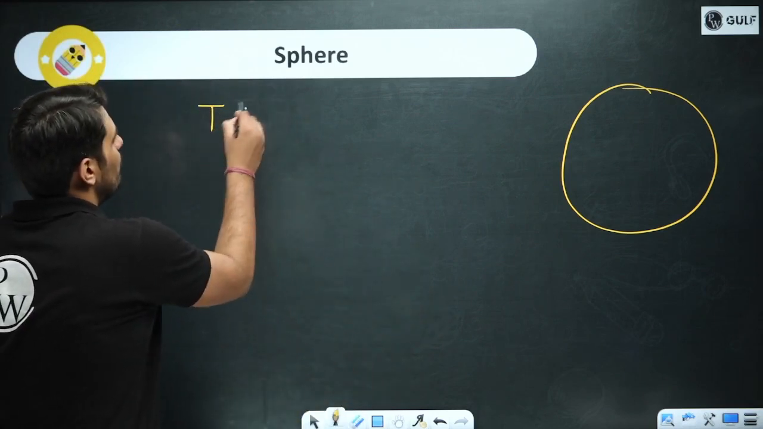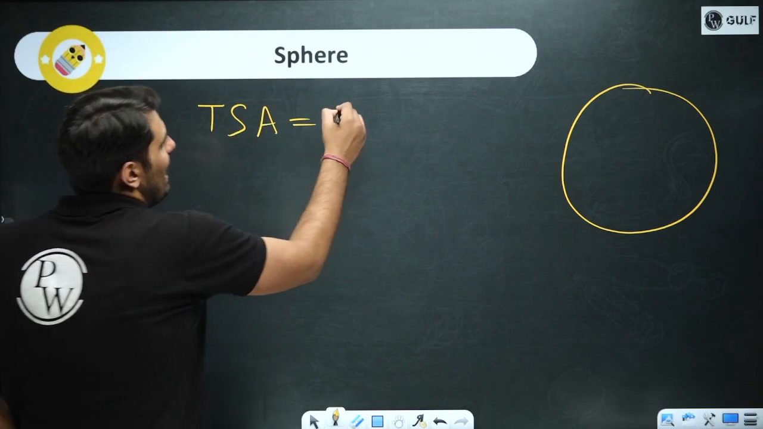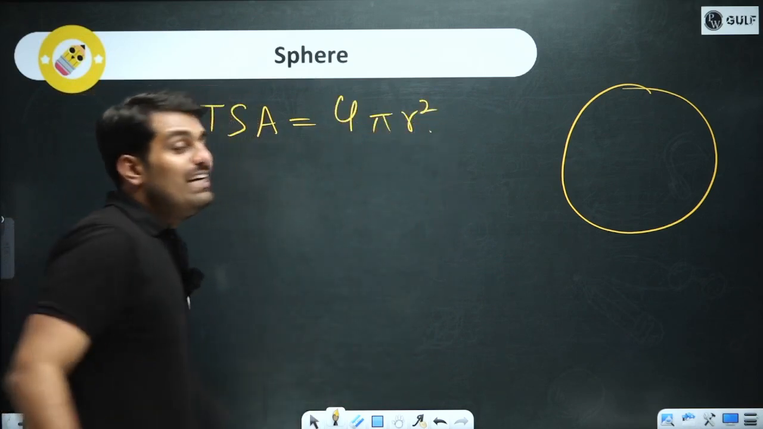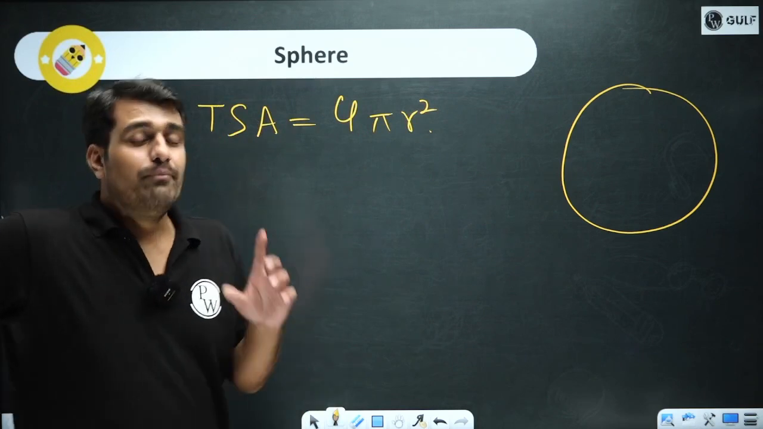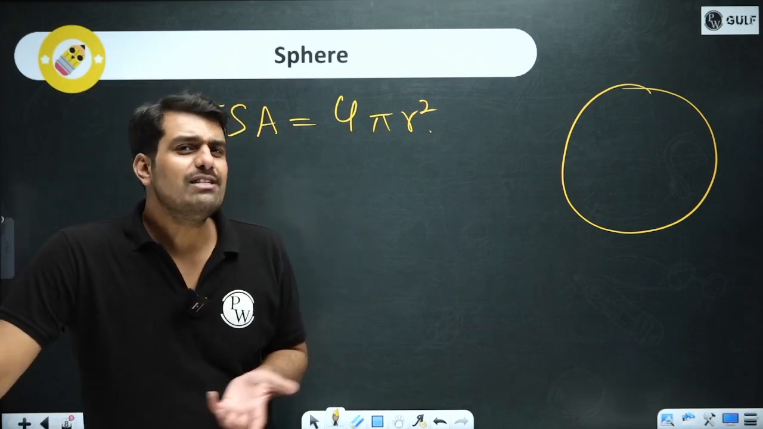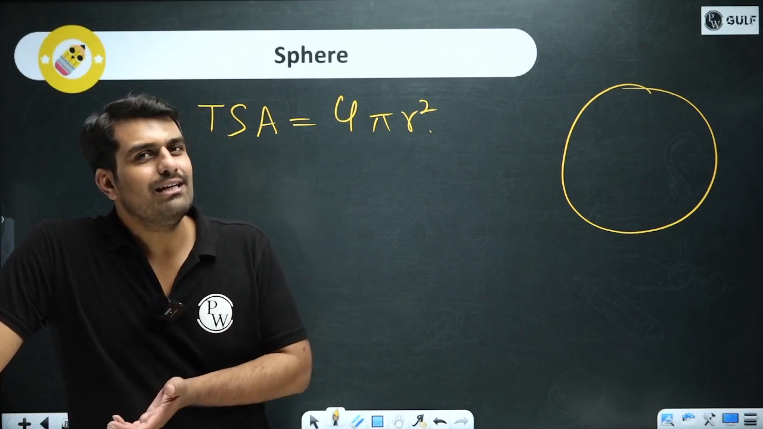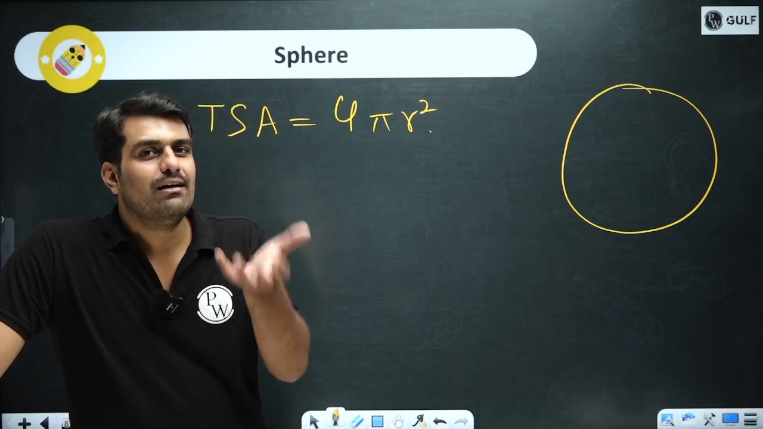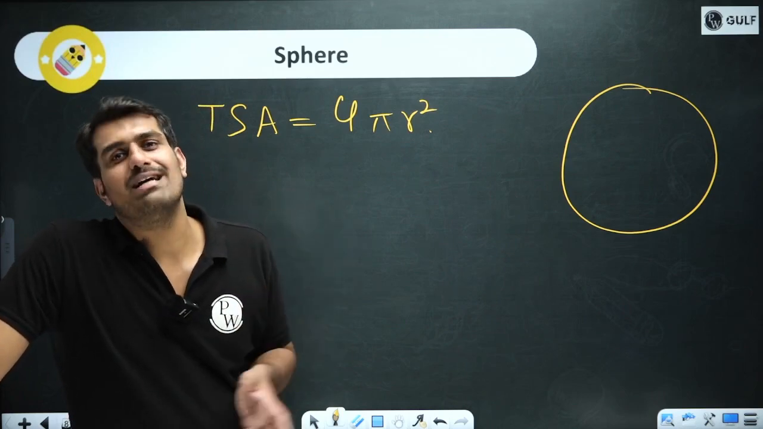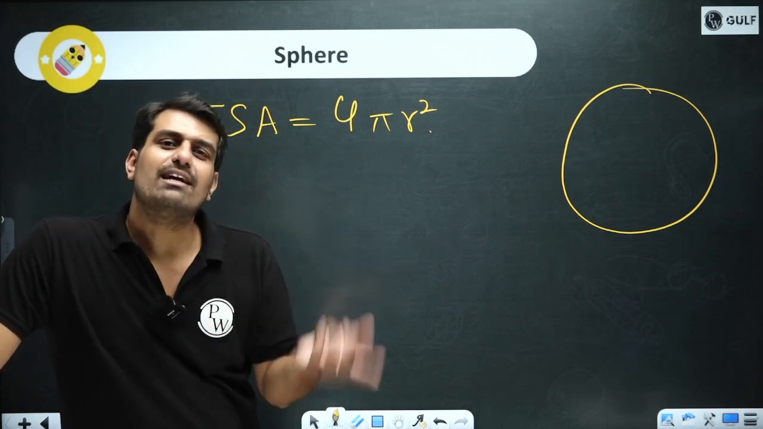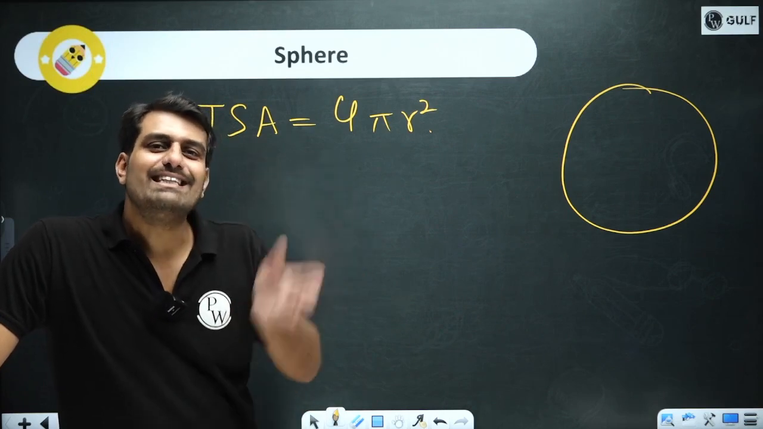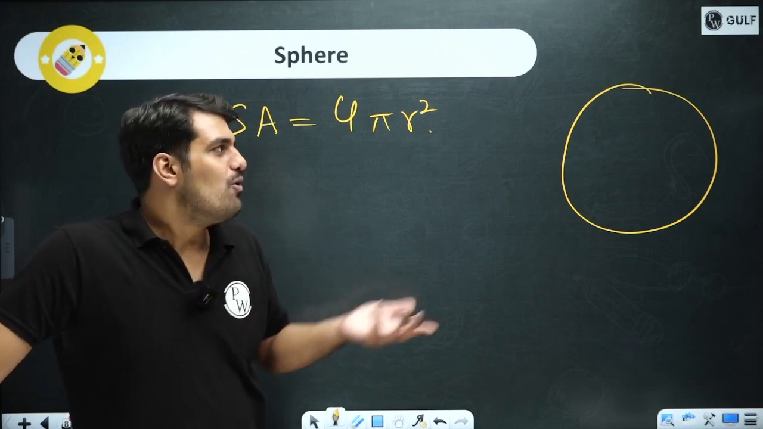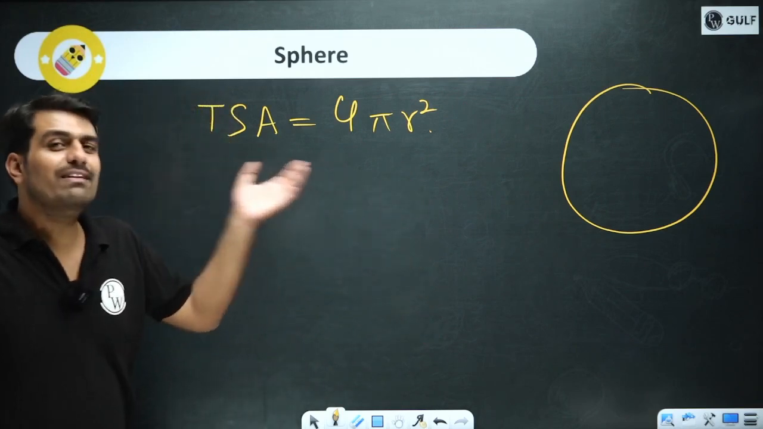The first thing coming up is the total surface area, and that is 4 pi r square. Someone might ask, sir, you didn't start with the curved part. Why? The reason is there's no difference at all, because whatever ball you have, a cricket ball, a football, or a basketball, all balls have an entirely curved portion. There is no flat surface like in the case of the cylinder or the cone, so there is no difference between the total and the curved one.